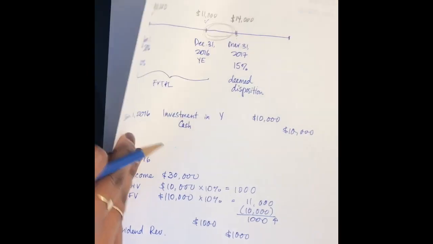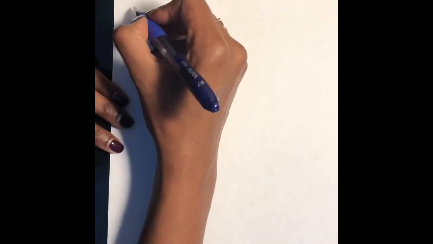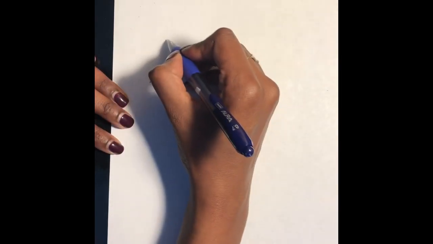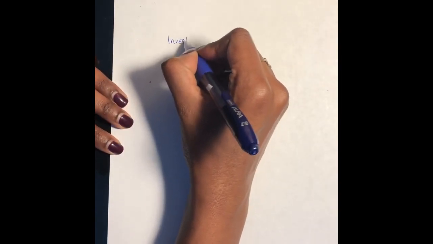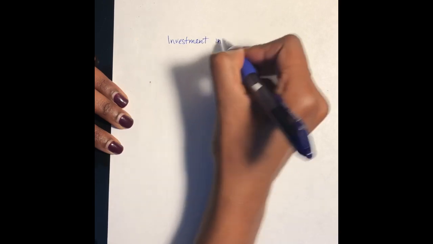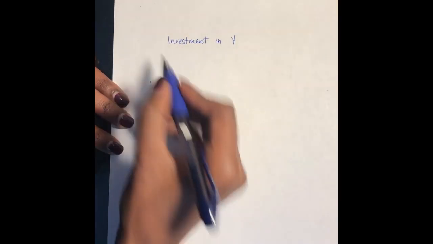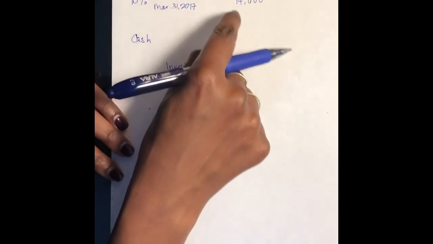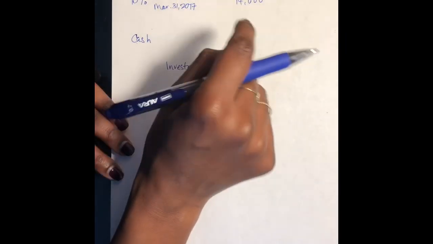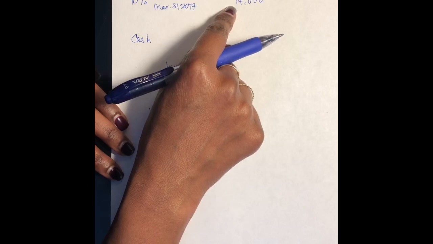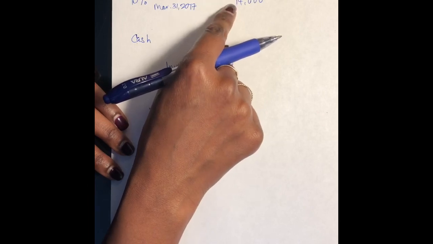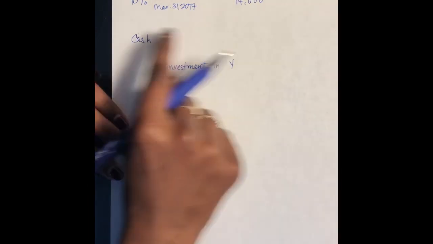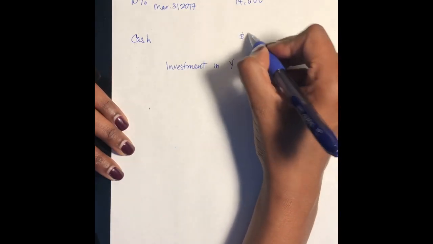And you're going to dispose of it. So when you dispose of it, here's what you're going to do. You're going to get rid of it. So let's get rid of it first. Your investment in Y, okay? And you're getting cash for it. So if it's valued at 14,000, they're going to give you 14,000 for it. They're not going to give you any more, right? That's what it's worth right now at March 31st. So you're getting cash of 14,000.